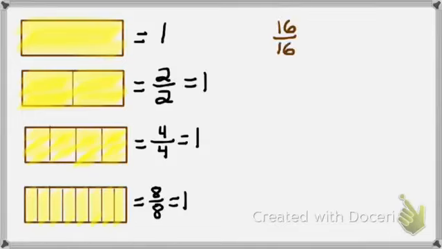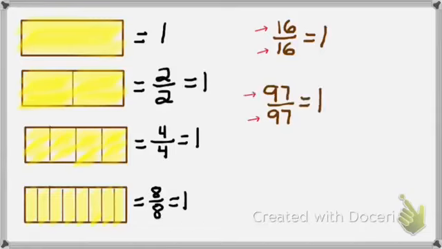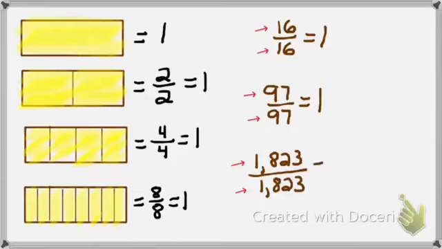So what if I had 16/16? What would that equal? Well, the numerator is equal to the denominator. I have all of the pieces, therefore it's equal to 1 whole. What if I had 97/97? Well, that means my Hershey bar is broken into 97 pieces, and I have 97 of them. So guess what? Again, I have 1 whole. What if I had, let's go crazy here, 1,823/1,823? That means my Hershey bar, oh my goodness, is broken into 1,823 pieces. But guess what? I have all 1,823 of them. Therefore, I have the whole Hershey bar.